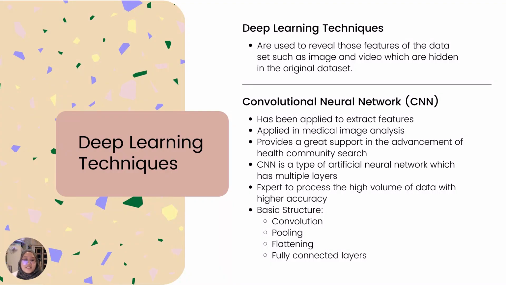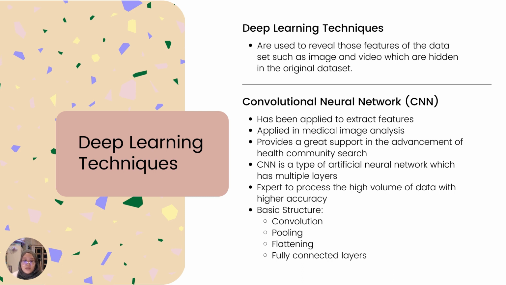So firstly, the deep learning technique. Deep learning techniques are used to reveal features of the dataset, such as image and video, which are hidden in the original dataset. For this application, the convolutional neural network, or CNN, has been significantly applied to extract the features. CNN is a type of artificial neural network which has multiple layers and is expert at processing high volumes of data with higher accuracy and less computational cost.